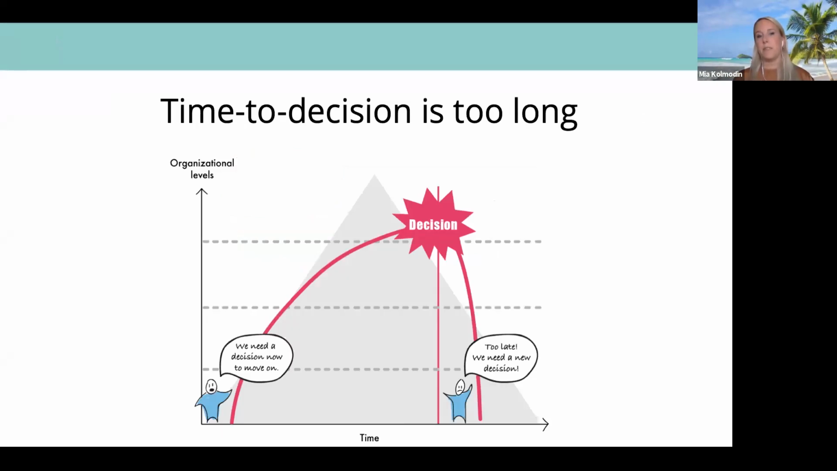And we have too long a time to make decisions. A decision might have to travel high up in the organization and then back again, in different ways that we handle that in many organizations today. But this takes too much time. So lead time on decisions is too high. When we actually get the decision, most of the time we need a new decision.